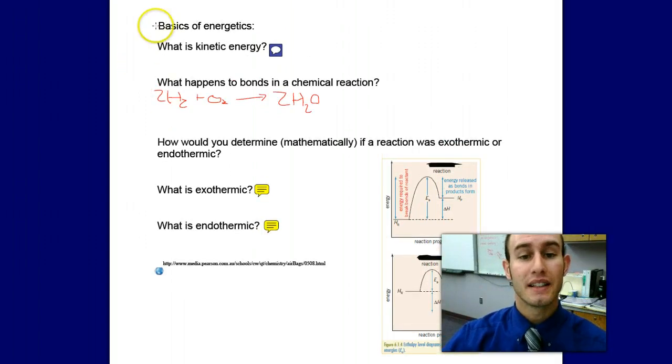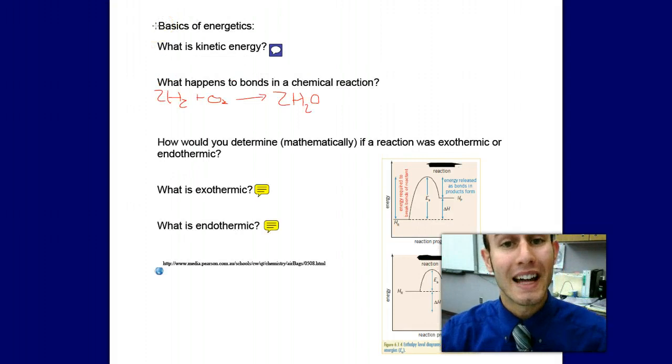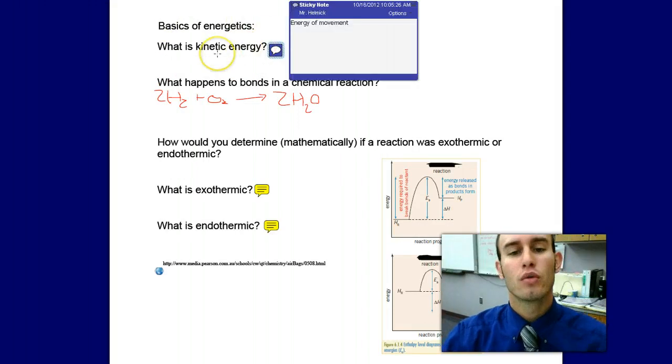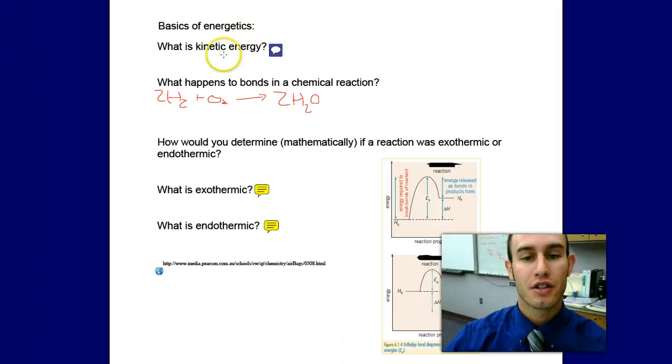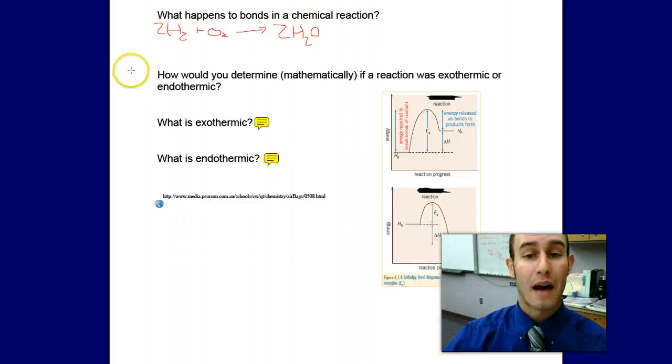We want to look at some basics here of energy. Really, kinetic energy. Again, it's a review. If you don't know, kinetic energy is energy of movement, write it down. Otherwise, I want to take a look at kinetic energy in an example. So in a chemical reaction here, what happens?